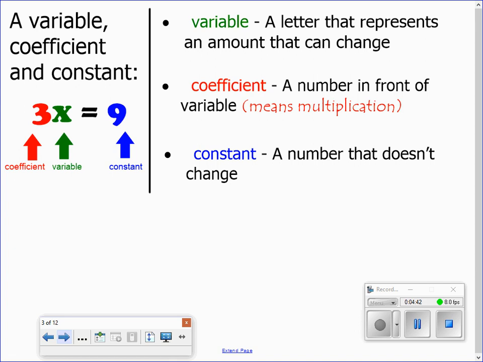Your coefficient, this is the number that goes in front of the variable. Remember that the operation that's indicated there is multiplication, and your constant is a number that doesn't change. This is a number that's at the end. Usually it's being added or subtracted to the number. It doesn't change because there's no variable attached to it that would cause it to change.